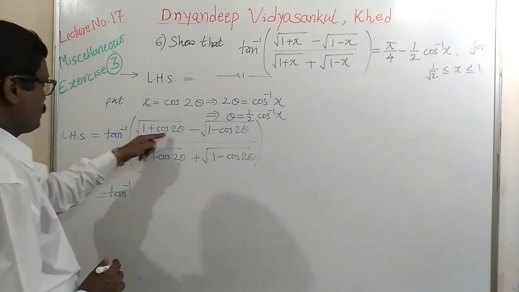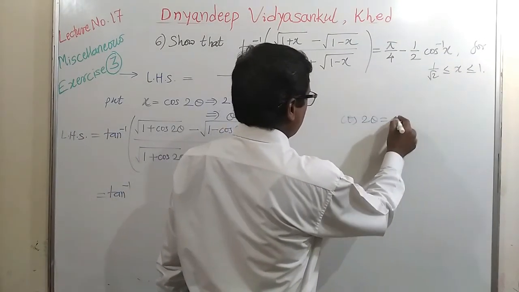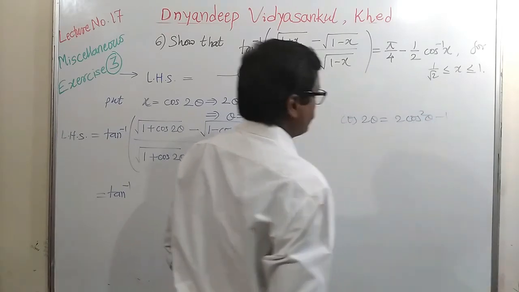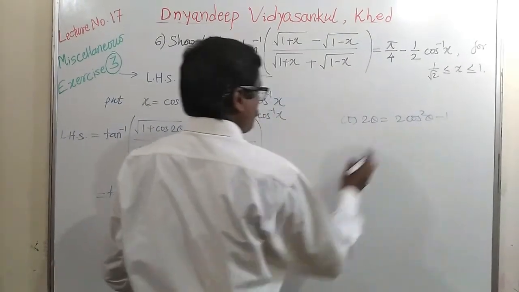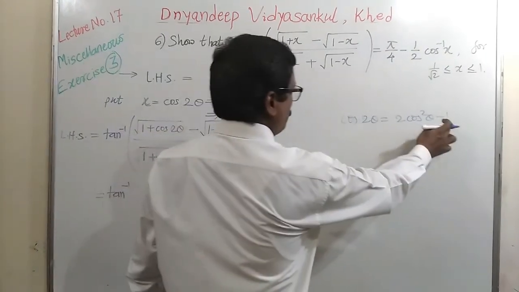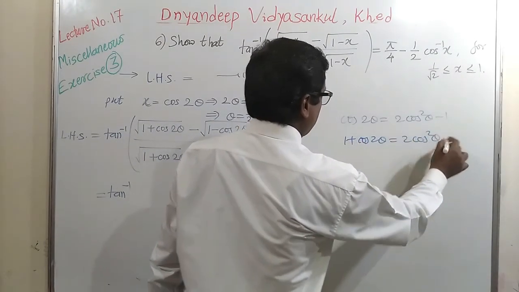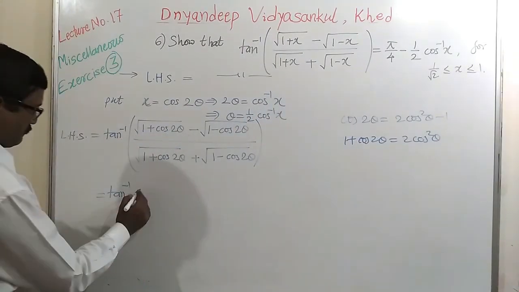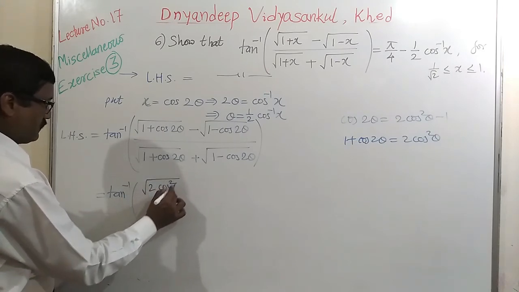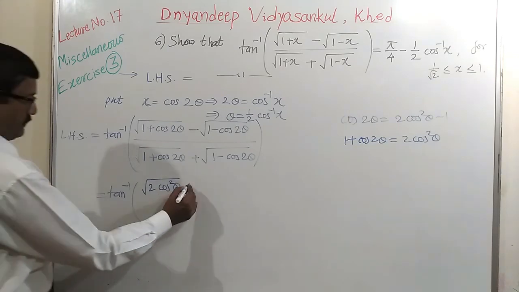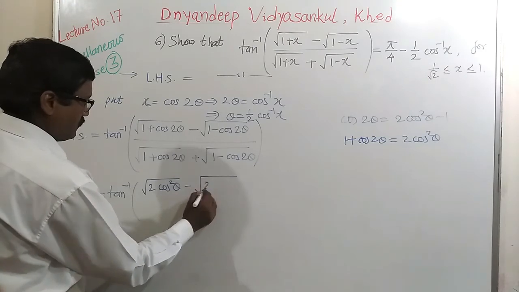So it is equal to tan inverse of... now for 1 plus cos 2 theta, the double angle formula: cos 2 theta is equal to 2 cos square theta minus 1. Therefore, taking this 1 here, we get 1 plus cos 2 theta equal to 2 cos square theta. Therefore 1 plus cos 2 theta is under root 2 cos square theta. Similarly, whenever the negative sign is there, meaning 1 minus cos 2 theta, we get 2 sin square theta.